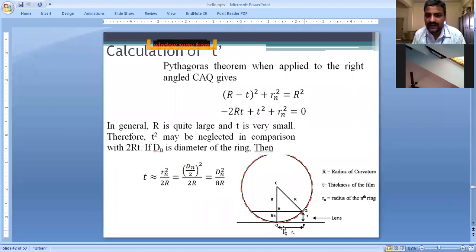Then, as you know, radius and diameter are related by R is equal to d by 2, where d is the diameter. I have replaced this Rn with dn by 2, where dn is going to be the diameter of the corresponding ring. Earlier Rn is radius, now dn is diameter of the ring. So (dn by 2) whole square divided by 2r, or if you square this, the numerator becomes dn square by 4, divided by 2r, which is dn square by 8r. So dn square by 8r is the t.